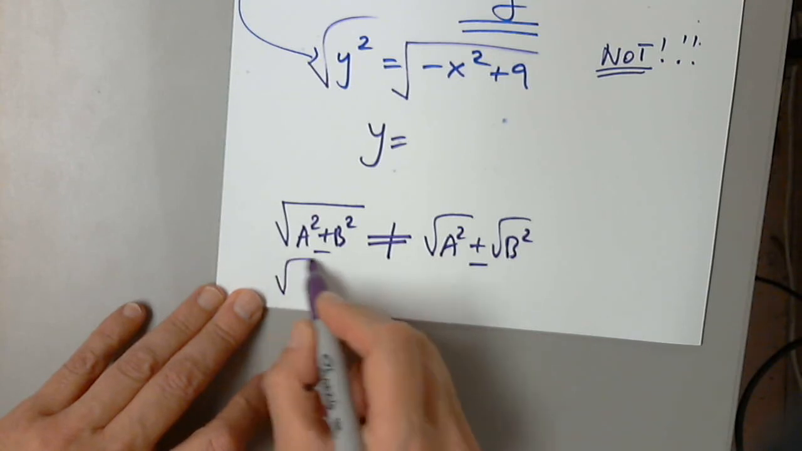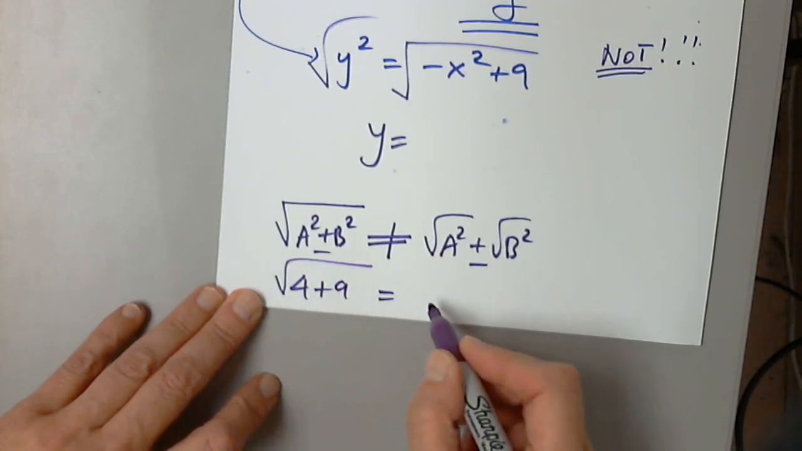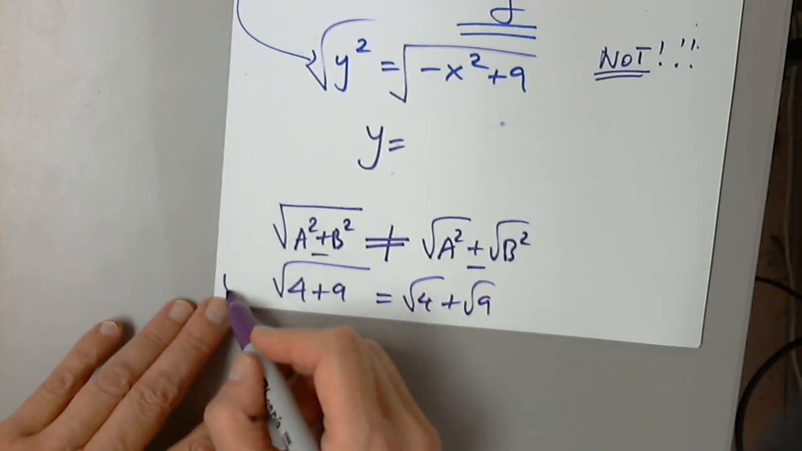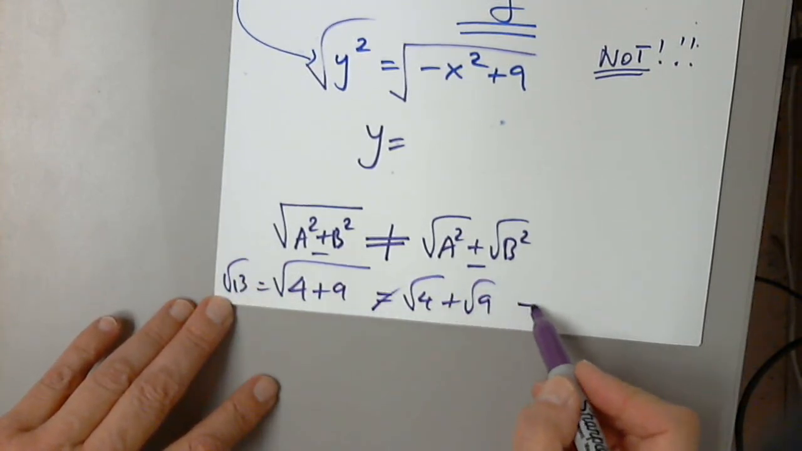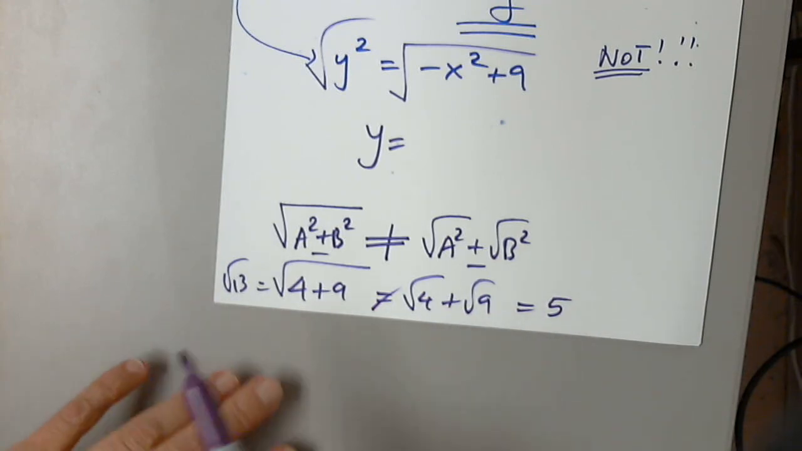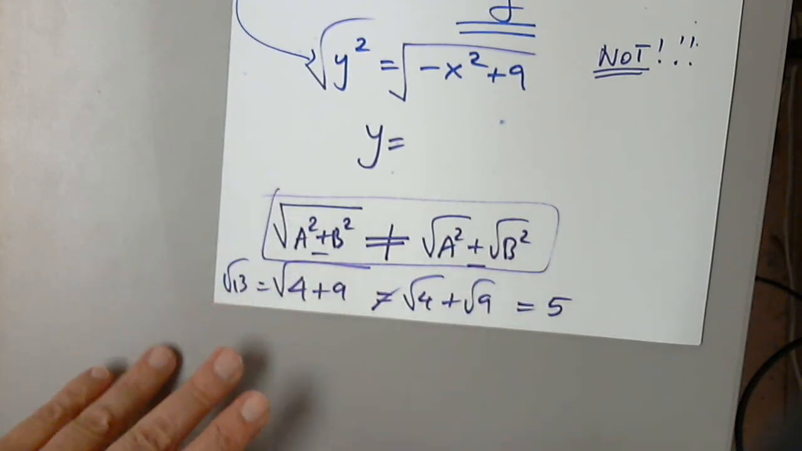Let me give you a numerical example. Is 4 plus 9 the square root of 4 plus the square root of 9? No, because this side is the square root of 13. And this side is 2 plus 3. The square root of 13 cannot equal 5. So please remember, you can never split.